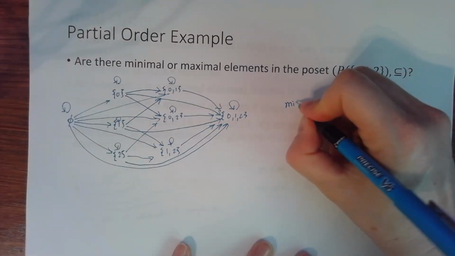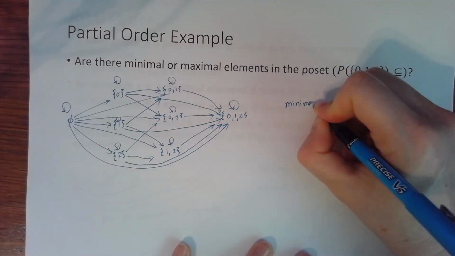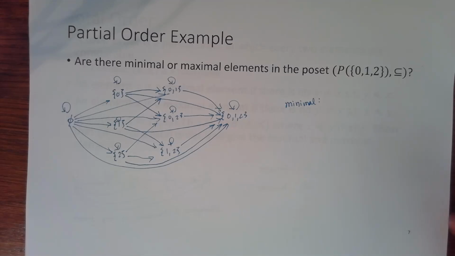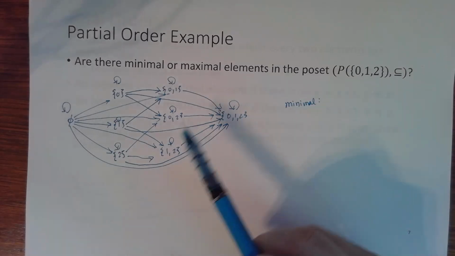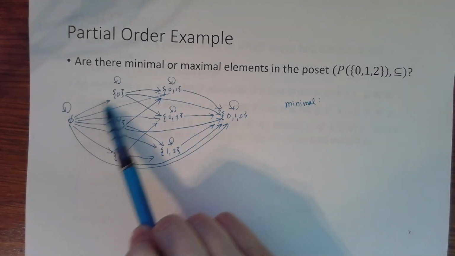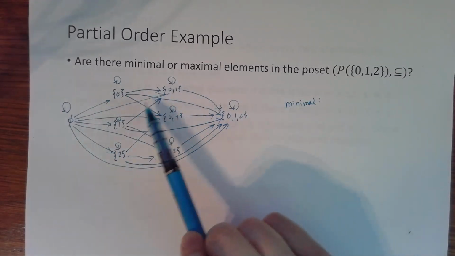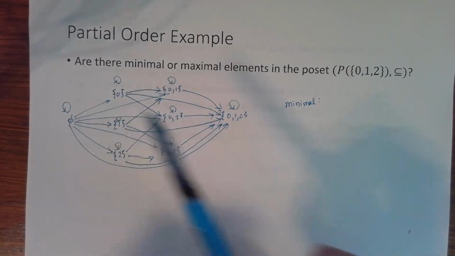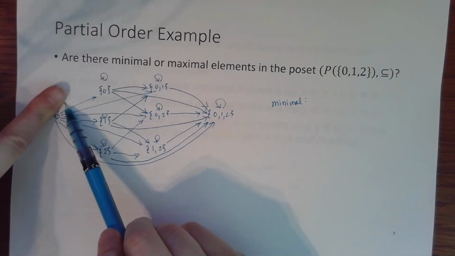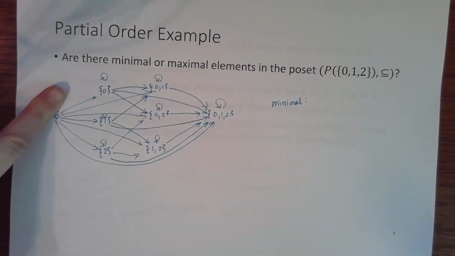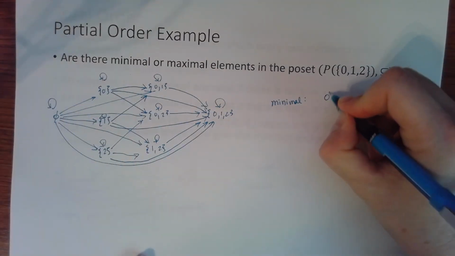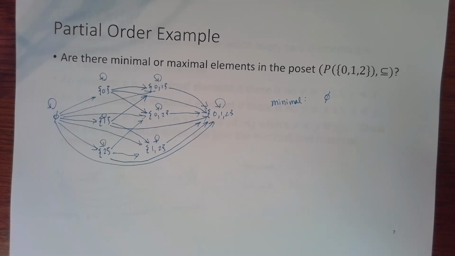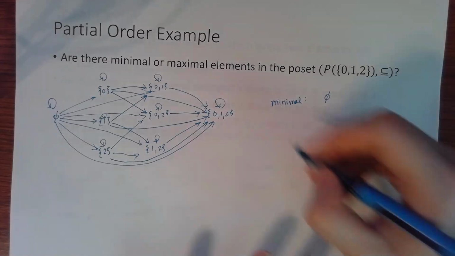In terms of minimal elements, that would have to be one where all of the arrows are going out and none coming in. You can see all this stuff in the middle has some coming in, some coming out. But this one over here, apart from the self loop, only has things going out. So the empty set is a minimal element.